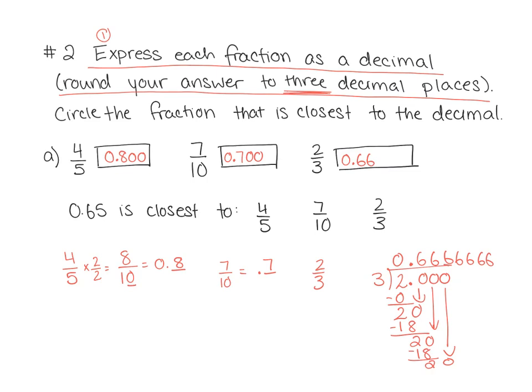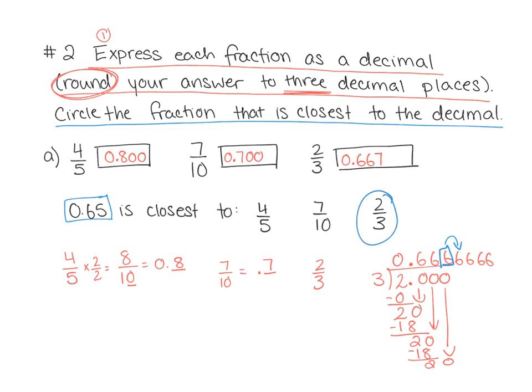So if we look at the 3rd digit here, the next number, 6, tells us that we need to round up. So we're actually going to write 0.667 because we are rounding to the 3rd place. That's why we don't just keep going with 6s. The second part asks us to circle the fraction that is closest to the decimal. So 0.65, is it closer to 0.800, 0.700, or 0.667? Well, it's the 2/3, so we're then going to circle 2/3.